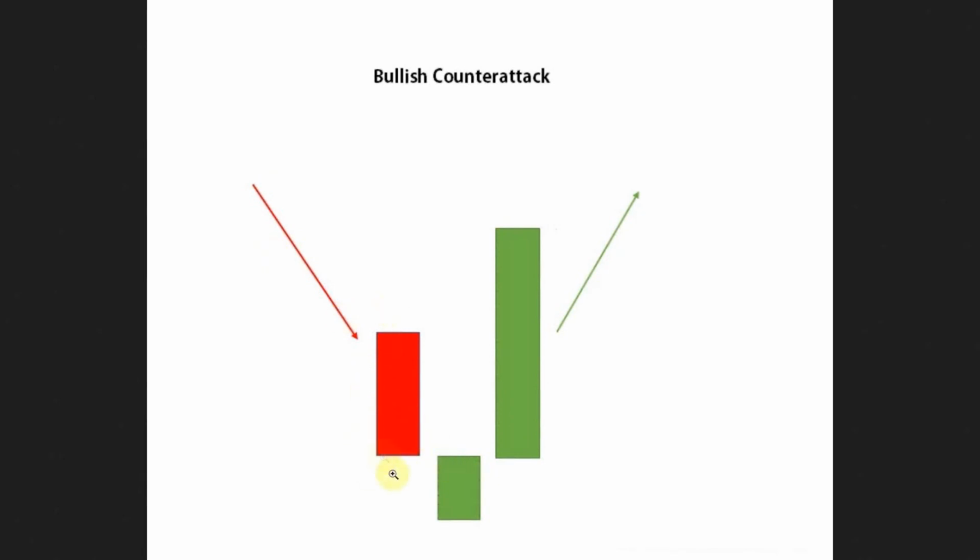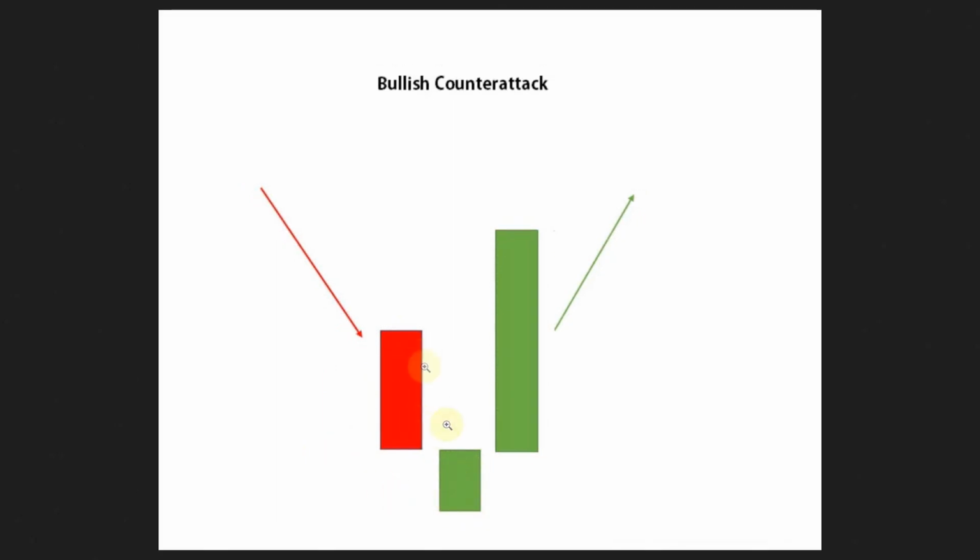First candle must be a long black candle with a real body. The second candle must also be long, ideally equal in size to the first candle, but a white candle with a real body. The second candle must close near the close of the first candle.